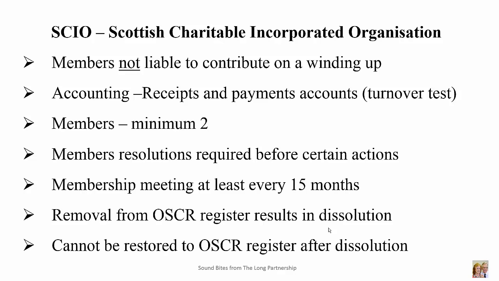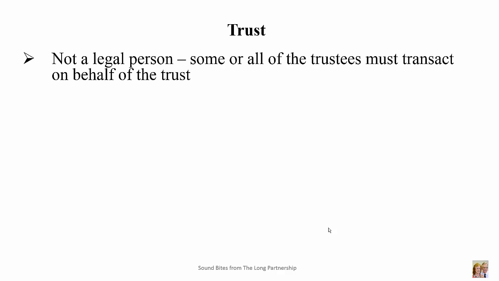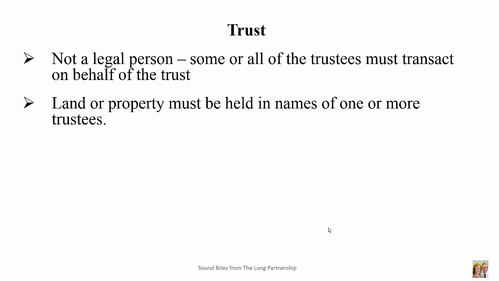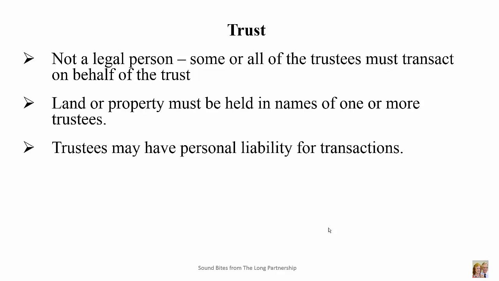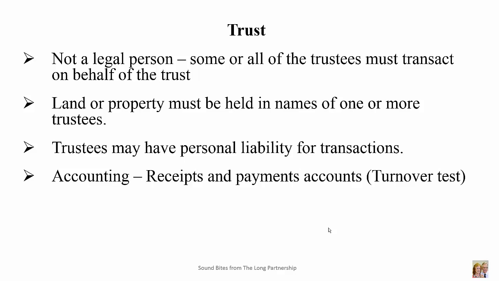There are alternative structures, and one of the commonest that we see is the trust, set up by a trust deed and containing the charitable purposes. The drawback of a trust is that it is not a legal person, and as such transactions are in the name of some or all of the trustees.